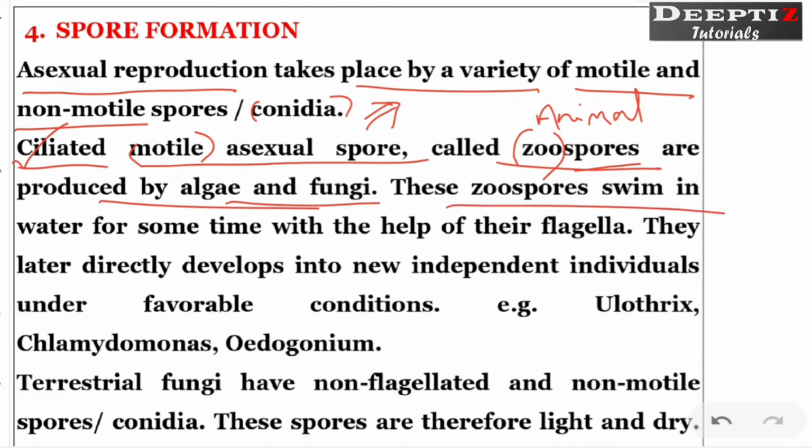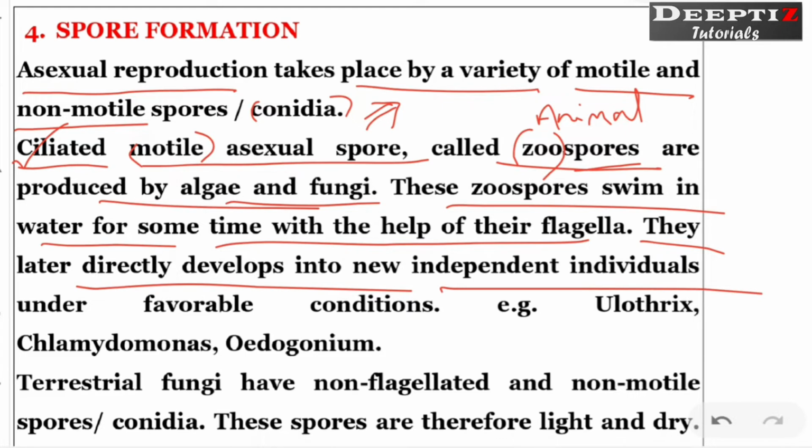These zoospores swim in water for some time with the help of their flagella or cilia. They later directly develop into new independent individuals under favorable conditions. So examples are given there, especially this example is important, Chlamydomonas. I will show you the image also.